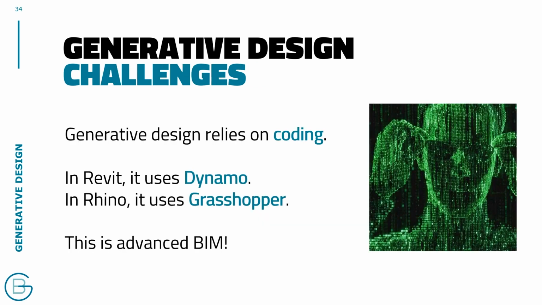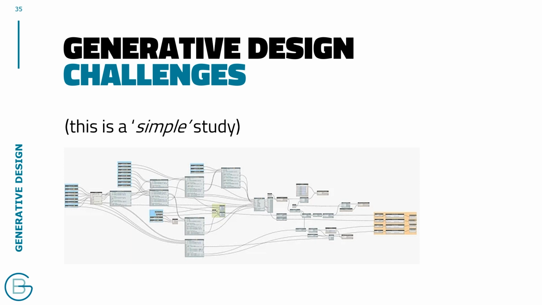So one of the challenges with generative design, which is probably quite obvious, is that it relies really heavily on programming or coding. So in Revit, it relies on Dynamo, and in Rhino, it relies on Grasshopper. And beyond that, you're using complex algorithms, so it's pretty advanced if you're already using BIM. This is another step beyond that again.